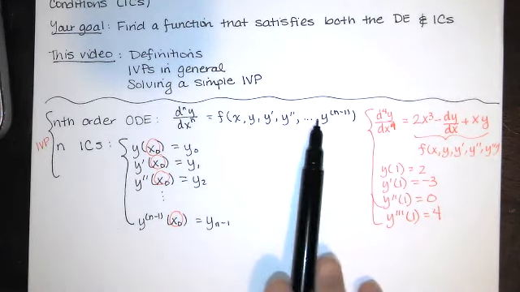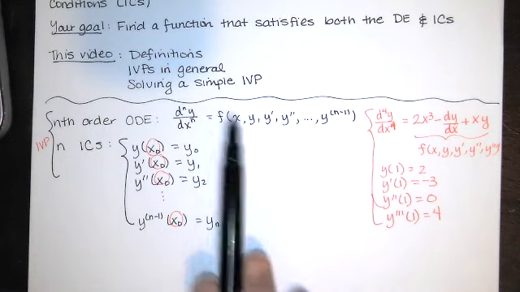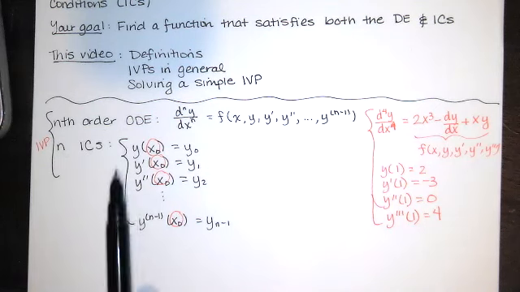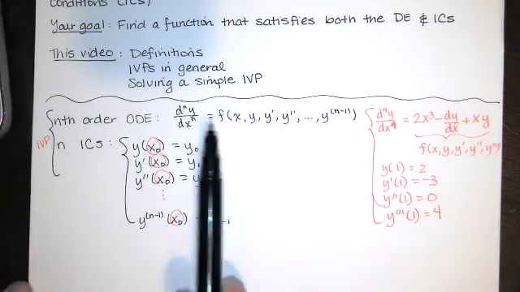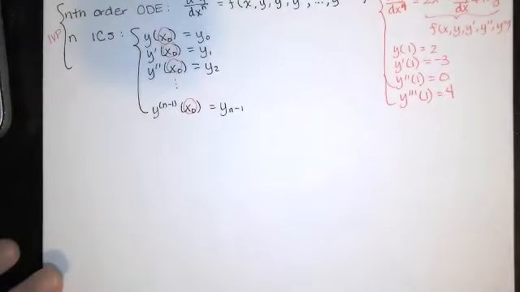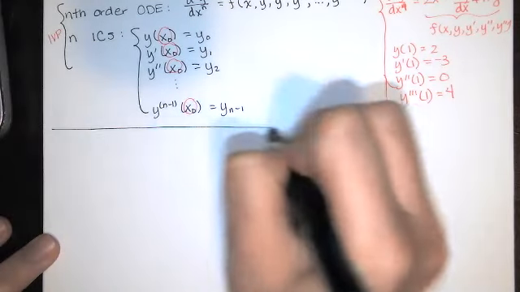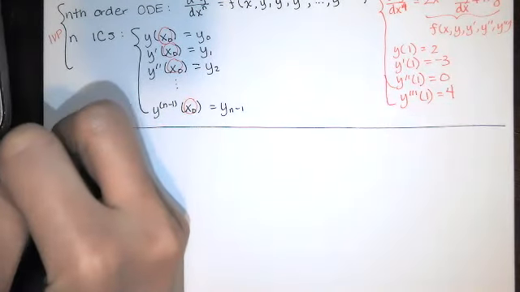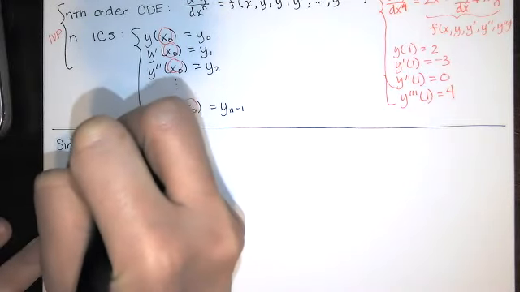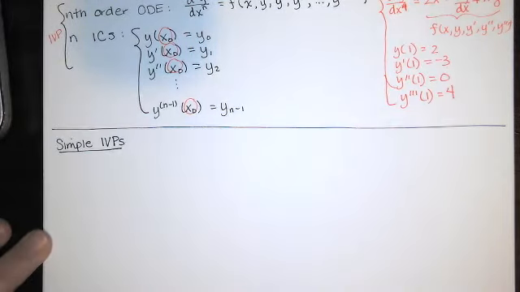Okay, so this is your nth order differential equation. You've got the nth derivative as some general function of everything else, like this. And then you have n initial conditions. Let's solve a simple IVP now. This is not a simple IVP because of the dependence on y on the right-hand side. But simple IVPs involve differential equations that can be solved with Calc 1 and Calc 2 methods only.